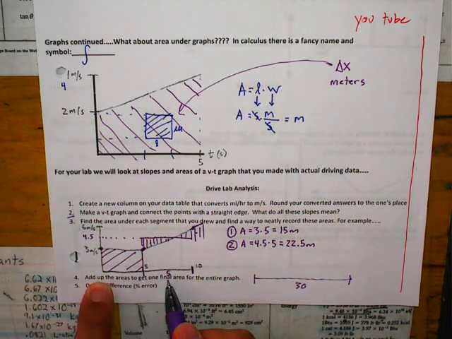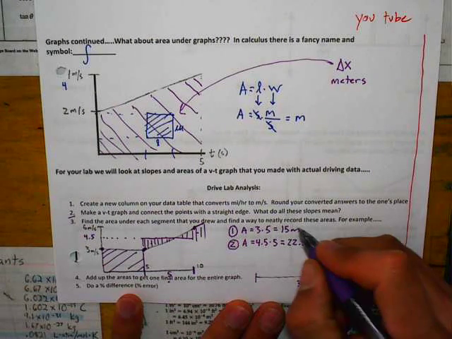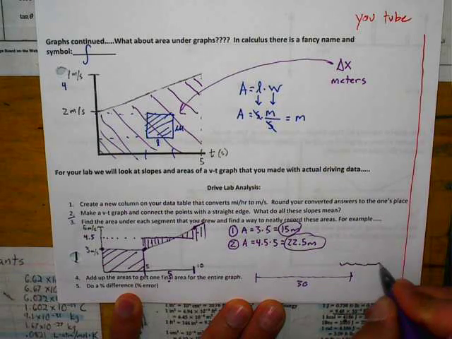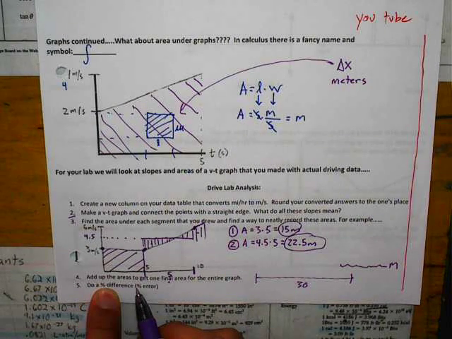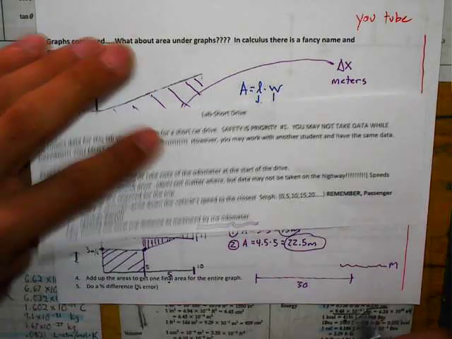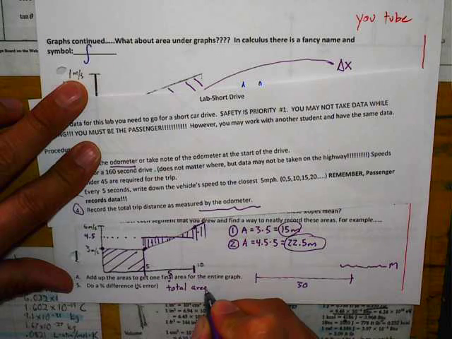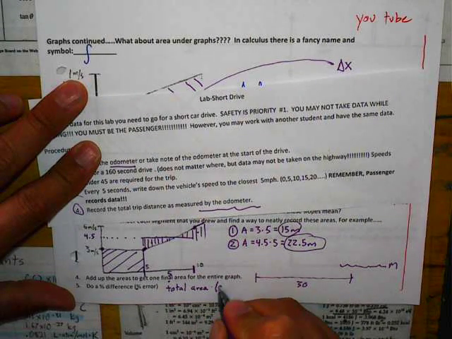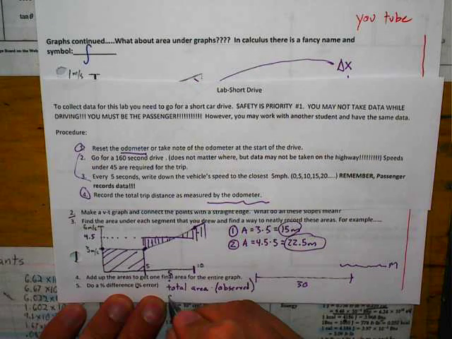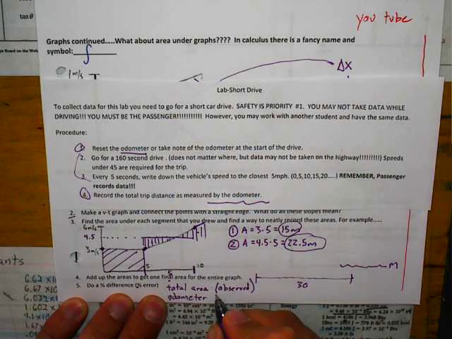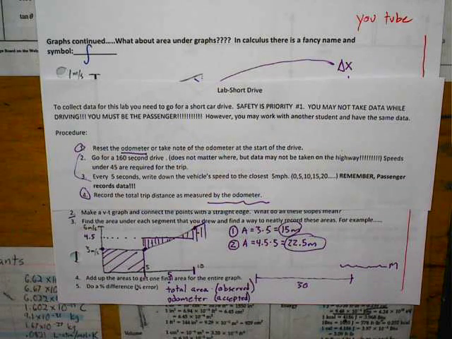And then number 4, you are going to add up the areas to get one final area for the entire graph. Alright, so a total area. That means I'm going to add up all of these numbers and I'm going to get some amount of meters. Okay, now it says down here do a percent difference. What you are doing is a percent difference between your total area, which we'll consider to be our observed, and the odometer, that's going to be our accepted. Okay, because it's probably more accurate than what we did, we'll call that our accepted.